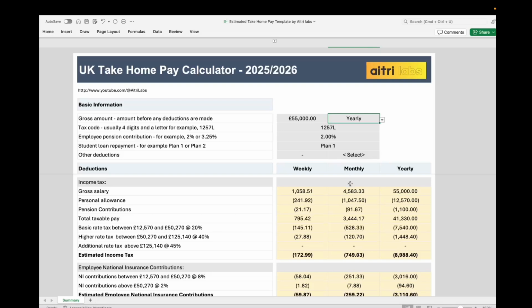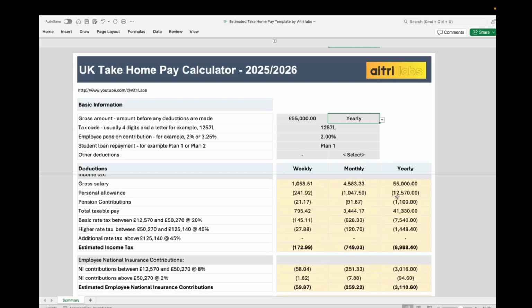You have your gross amount figure there. Then you have your personal allowance for the tax year. There's the pension contribution, which is a percentage of your gross salary. You take those 2 deductibles out of your gross salary, and that gives you the total taxable pay. That's the figure that HMRC uses to calculate your income tax.